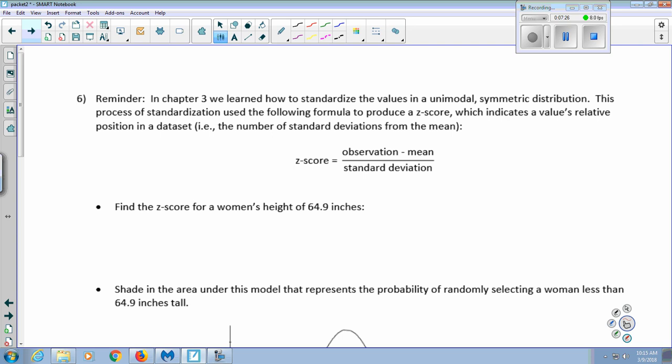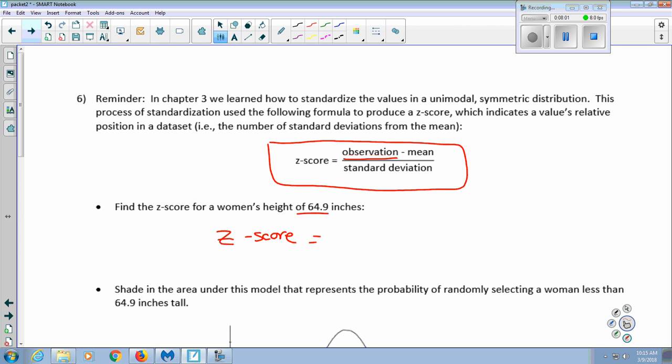Now we're just going to take a quick reminder that back in chapter 3, we learned how to standardize the values in a unimodal symmetric distribution. So remember, we talked about z-scores in chapter 3. This is a formula that I said we should remember, and we're going to be using it again for the rest of the semester. So we have what we're observing minus our mean, divided by our standard deviation.